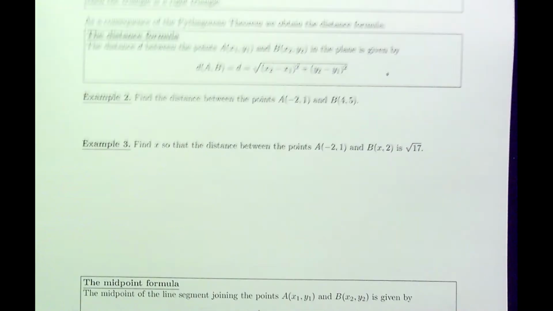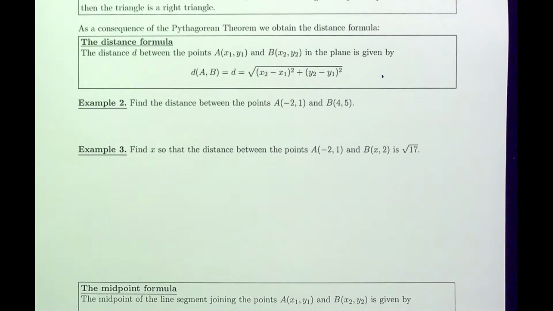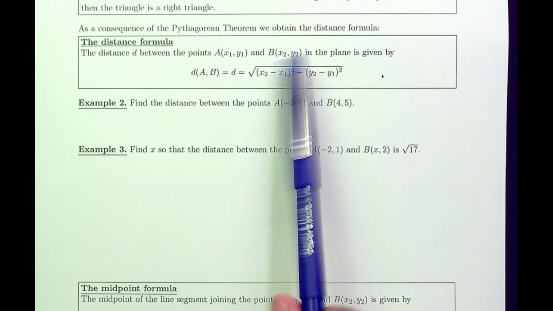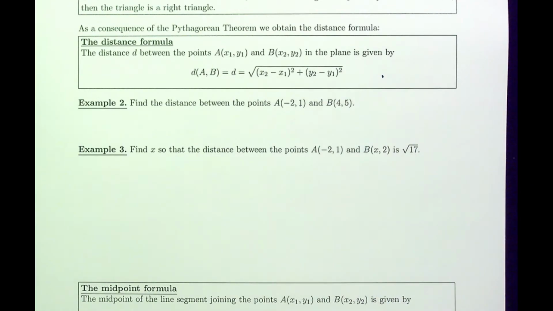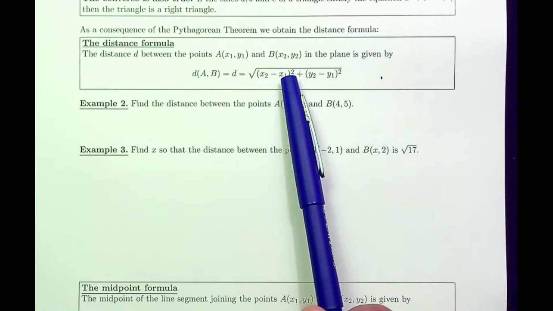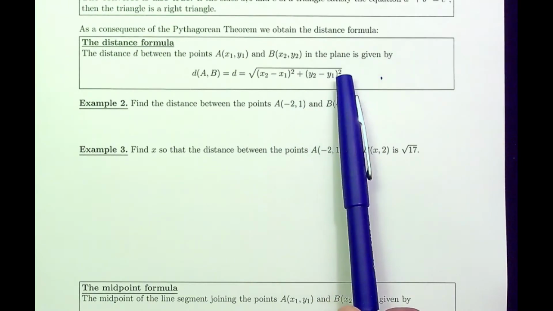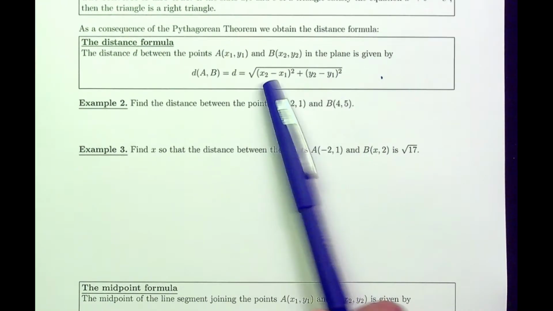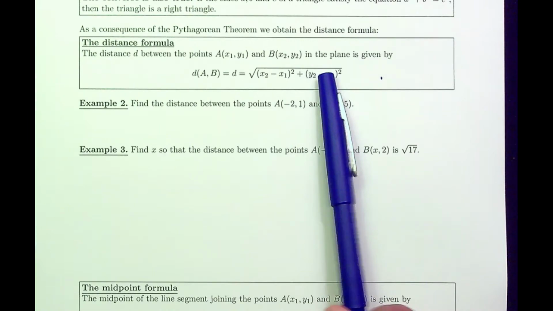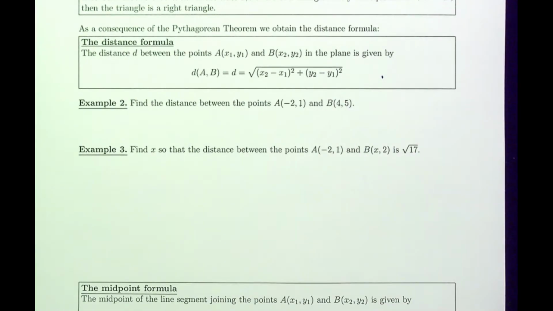So if you have the coordinates of 2 points, x1, y1, and x2, y2, you use this distance formula to figure out the distance between the points. Square root of, subtract the x coordinates squared, plus subtract the y coordinates squared. When you take the square root of that, that is the distance.